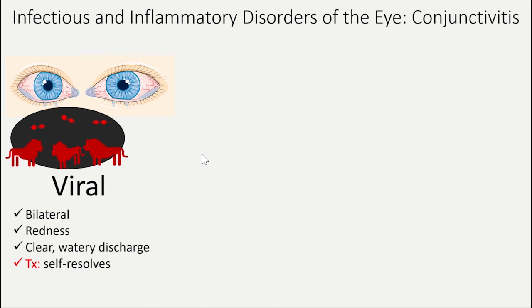So for conjunctivitis, what we need to be able to do clinically is differentiate between viral, allergic, and bacterial conjunctivitis. It's actually quite simple. Viral is typically bilateral. There's redness, and there's clear watery discharge, and the treatment is that it self-resolves. The most common cause of viral is adenovirus, so I have adenolions here to remind us of adenovirus.